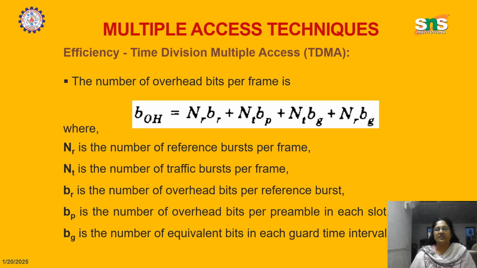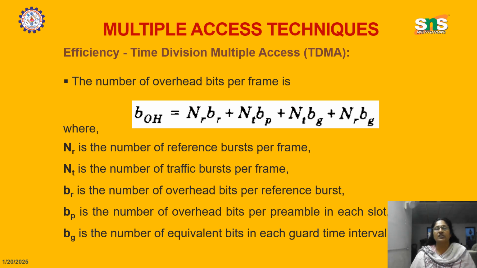So, efficiency in time division multiple access: the number of overhead bits per frame is B_OH = N_r B_r + N_t B_p + N_t B_g + N_r B_g, where N_r is the number of reference bursts per frame, N_t is the number of traffic bursts per frame, B_r is the number of overhead bits per reference burst, B_p is the number of overhead bits per preamble in each slot, and B_g is the number of equivalent bits in each guard time interval.